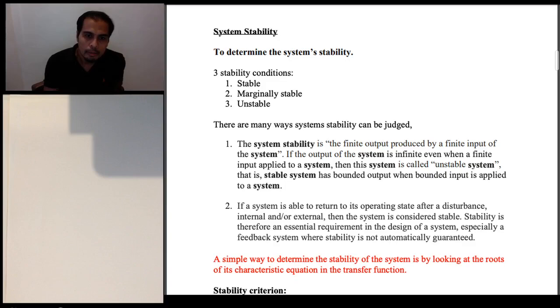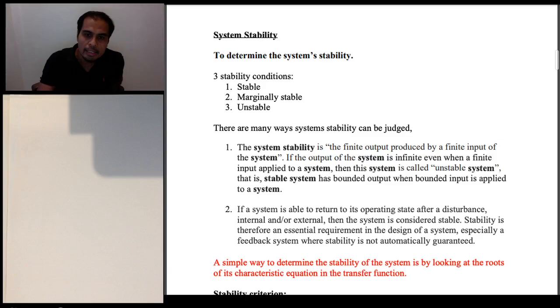Having the transfer functions that we derived before, how do we determine whether the system is stable or not? A simple way to determine the stability of a system is by looking at the roots of its characteristic equation in the transfer function. What is the characteristic equation, or we call it CE? The CE is the denominator of a transfer function. That CE would determine whether or not the system is stable.